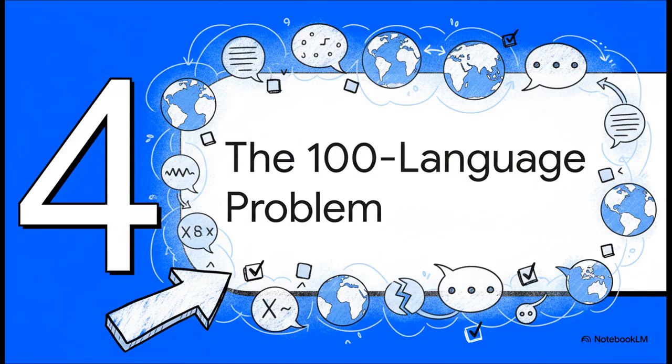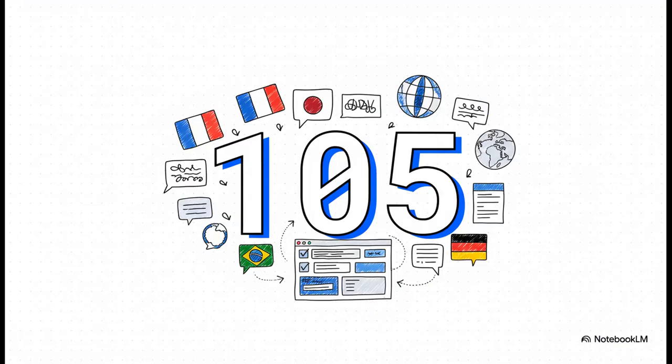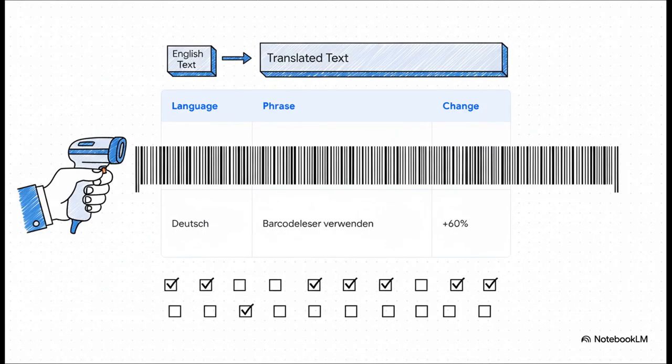The biggest, most, frankly, jaw-dropping reason for this rule is what I like to call the 100-language problem. Just think about this number for a second. The software this whole analysis was based on supports 105 different languages and regional variations. How on earth do you design a user interface that works for all of them? Okay, so this is where it gets really complicated.